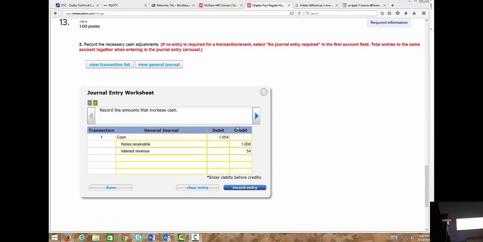My journal entries would include a debit to cash for $1,054, which is all the increases on that reconciliation, and a credit for the note received of $1,000 and a credit of interest revenue for $54. My decreases to cash include one expense of $32 and one NSF check that needed to be noted as accounts receivable with a total credit of $252 to cash. Those are the two decreases to cash.